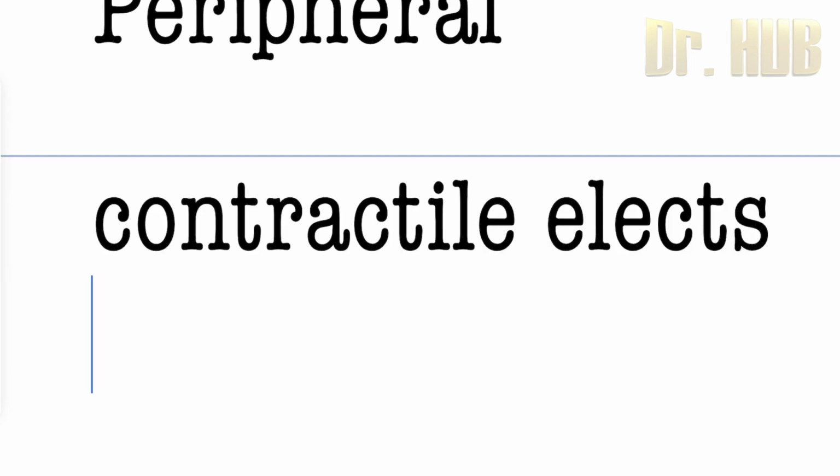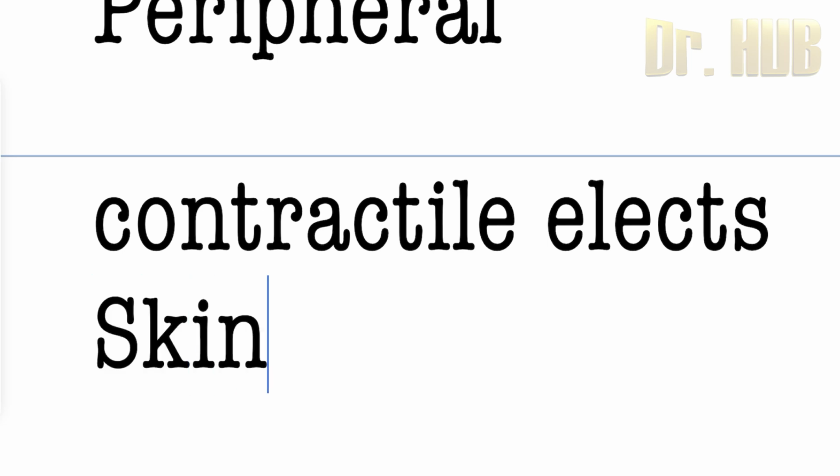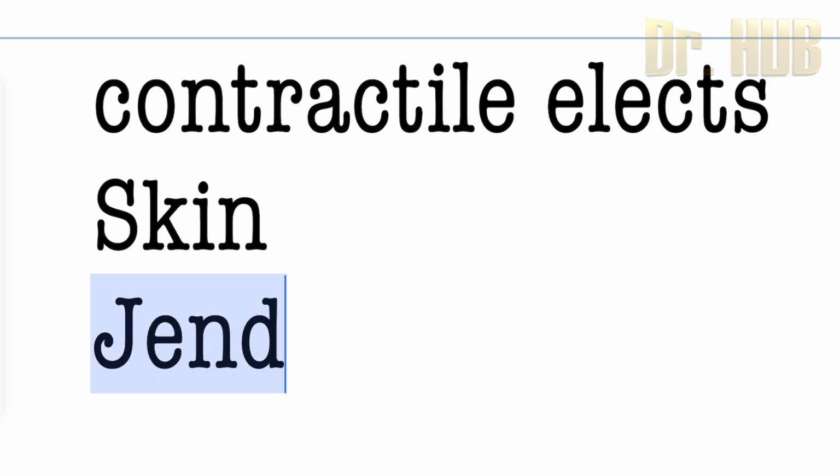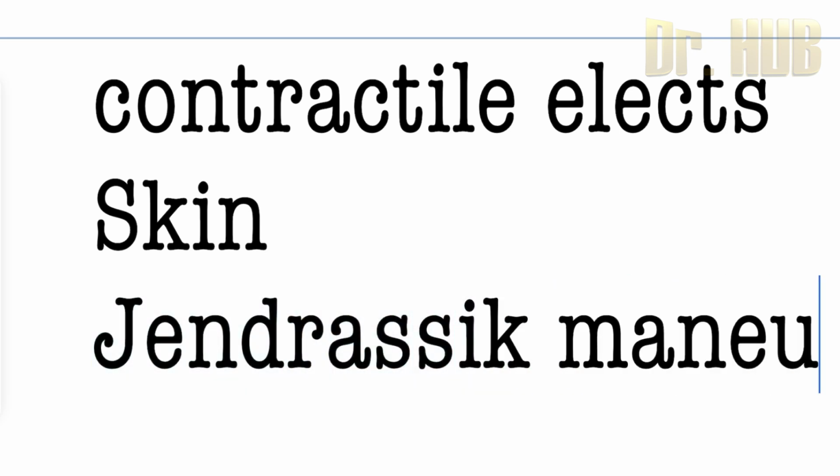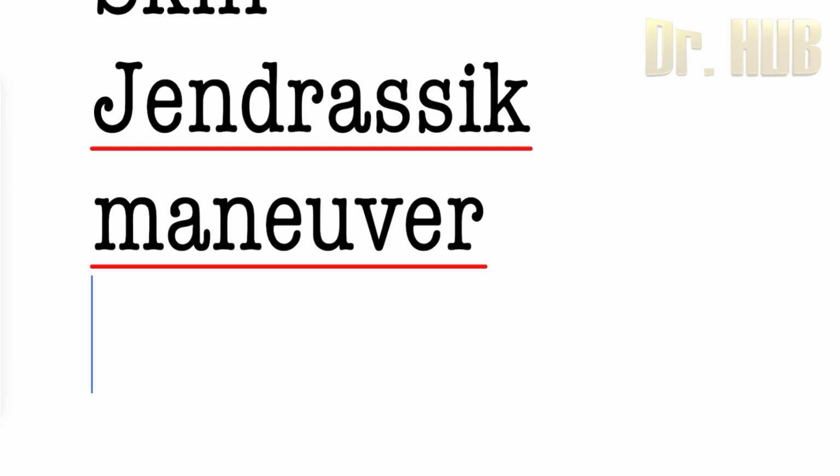The various factors that increase the gamma motor neuron discharge are the stimulation of the skin, next is the Jendrassik maneuver, then anxiety as well as unexpected movements.